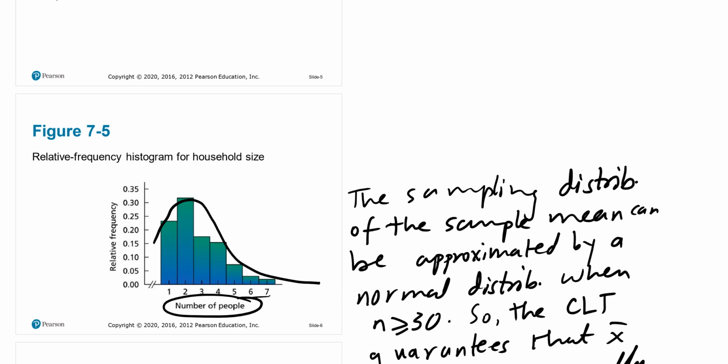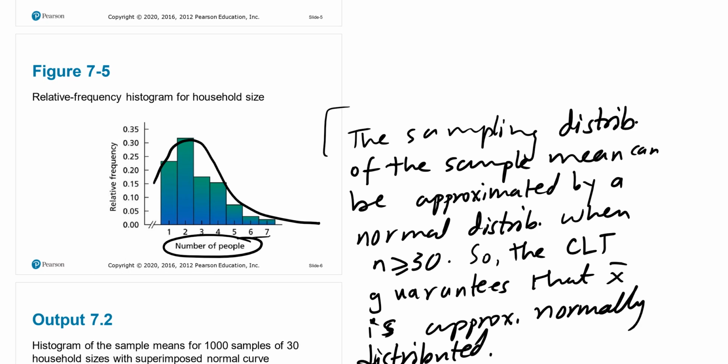If we pick a sample size of more than 30, then the sampling distribution of the sample mean can be approximated by the normal distribution when n is bigger than or equal to 30. So by the central limit theorem, this guarantees that x bar is approximately normally distributed. Here the sample size n was 28. But if I take 5 more people, or 10 more, or 20 more, then this histogram will tend to become more and more symmetric, more normally distributed. That's what this is about.